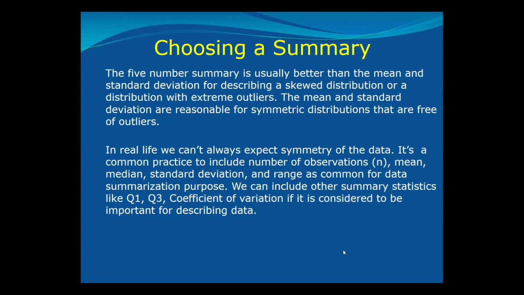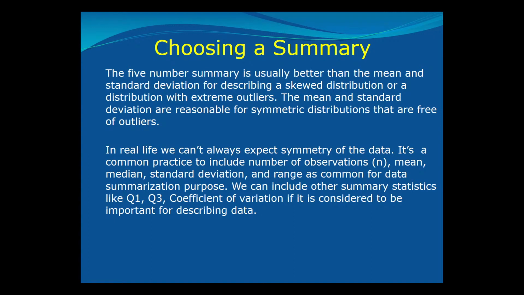The 5-number summary is usually better than the mean and standard deviation for describing a skewed distribution or a distribution with extreme outliers. The mean and standard deviation are reasonable for symmetric distributions that are free of outliers. In real life, we can't always expect symmetry of the data.